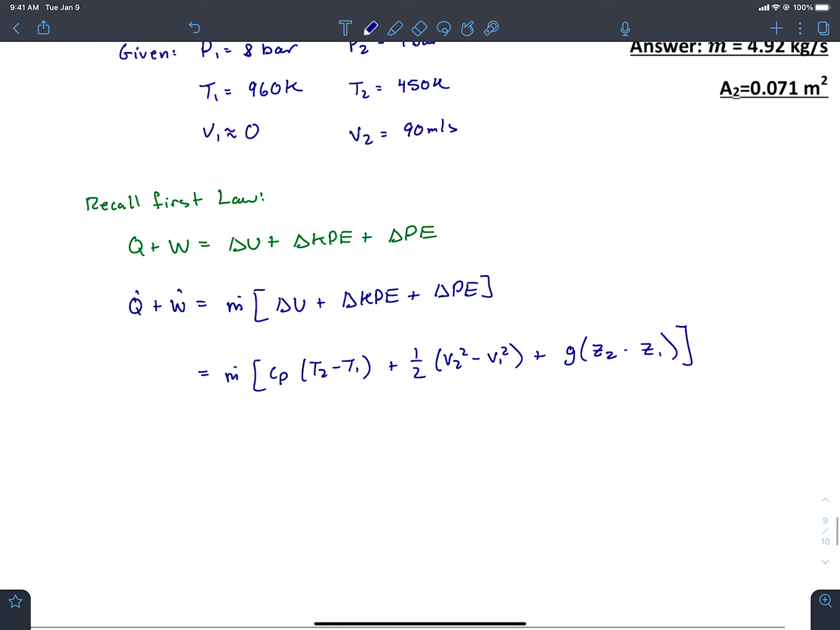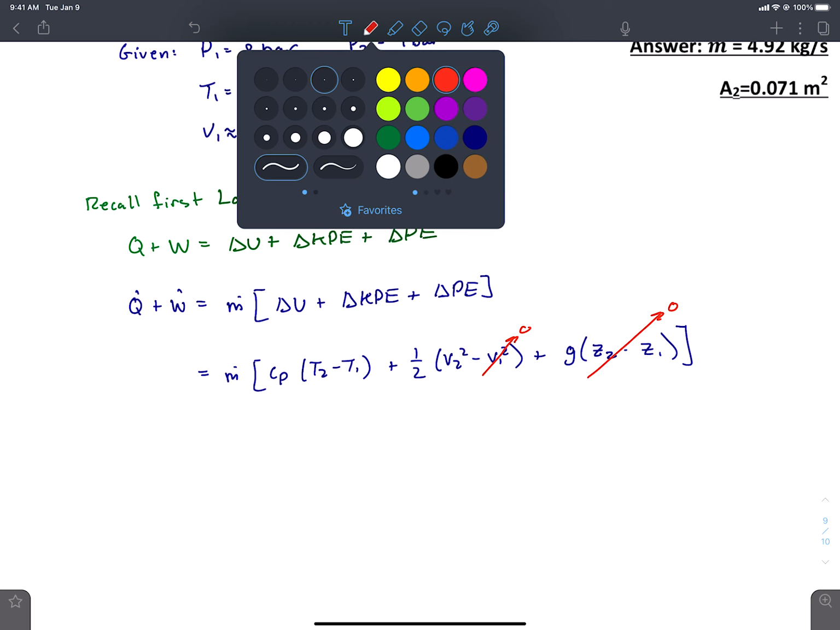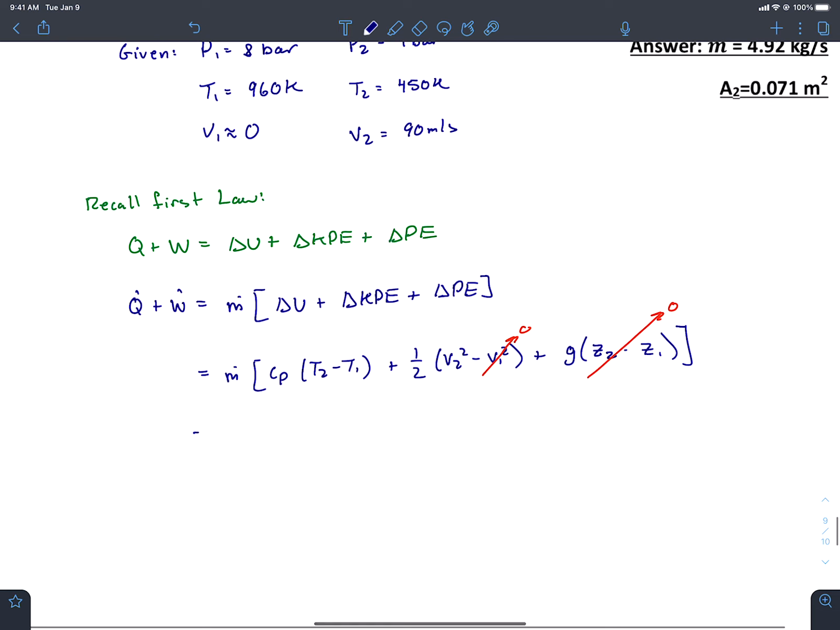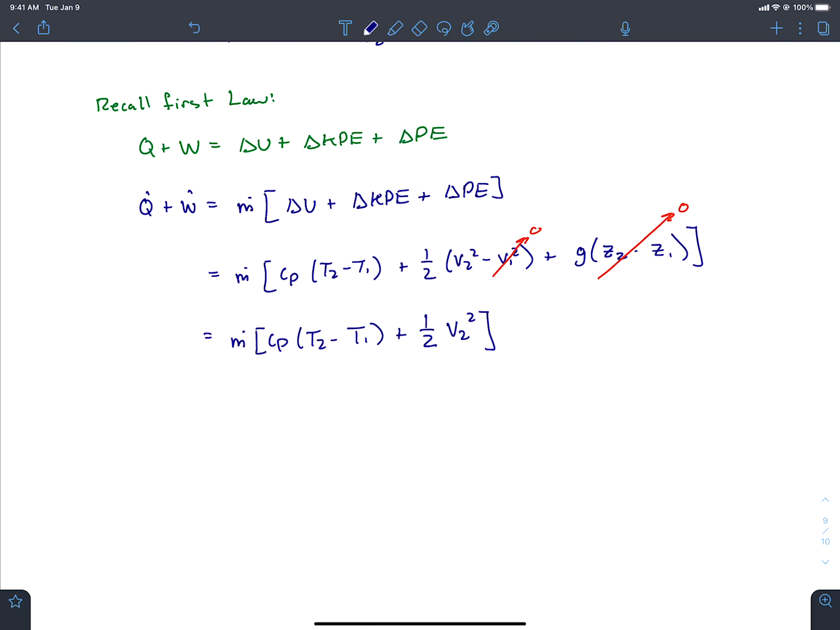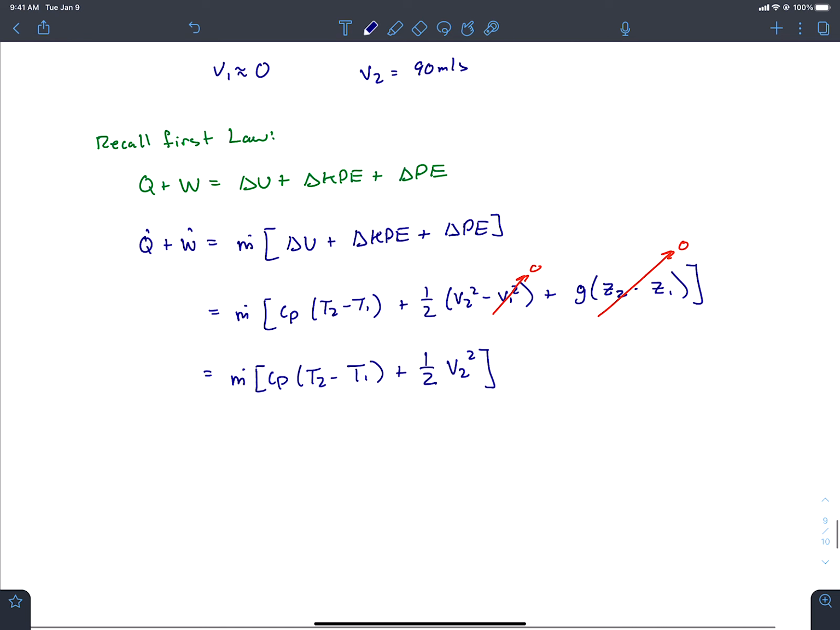So we know there's no gravitational influence. V1 is significantly smaller than V2, so we're just going to ignore it. And so rewriting this equation, we get m dot Cp T2 minus T1 plus 1/2 V2 squared. So equals, oh, sorry, my bad.